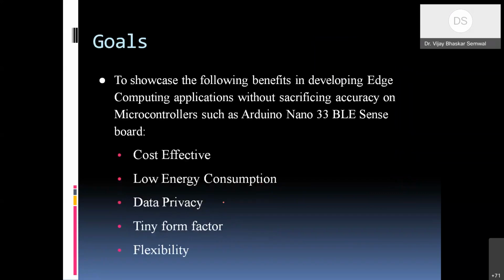Our objective or goal is to showcase the following benefits in developing edge computing without sacrificing accuracy. Whatever accuracy I'm getting without compression on a modern computer, I want to get the same accuracy, the same level of capabilities, through this Arduino microcontroller board. Without sacrificing accuracy on the microcontroller, we are achieving cost effectiveness and low energy consumption. We also get data privacy because we are using edge computing, and we have a very tiny form factor and flexibility.